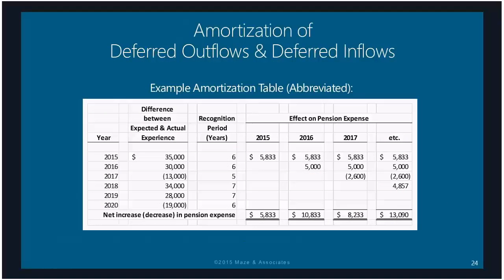I will briefly go over this table for those of you who have not yet gotten a chance to look at it. As you see on the table, the balance of deferred outflows and inflows of each fiscal year are separately amortized in a layer format.